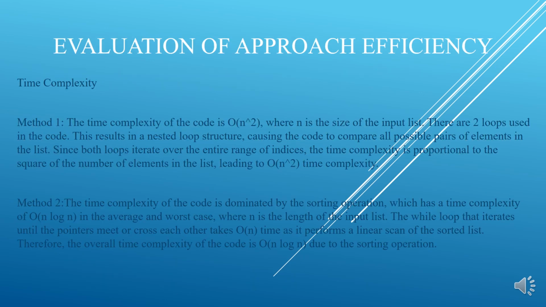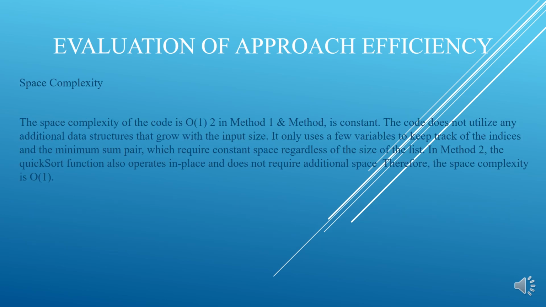After that, we need to discuss something when we are dealing with any problem. First we need to implement. After that we need to check the time complexity, because based on the time complexity the efficiency of the code will increase or decrease. So in method 1 the time complexity is big O of n squared, and in the second method we are getting the complexity as big O of n log n. This is the time complexity we are getting by using the methods.